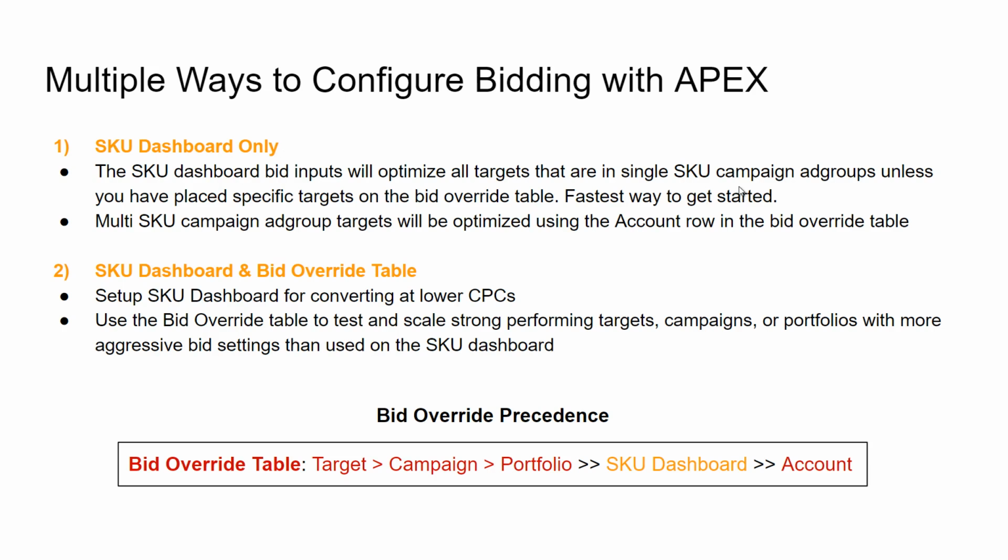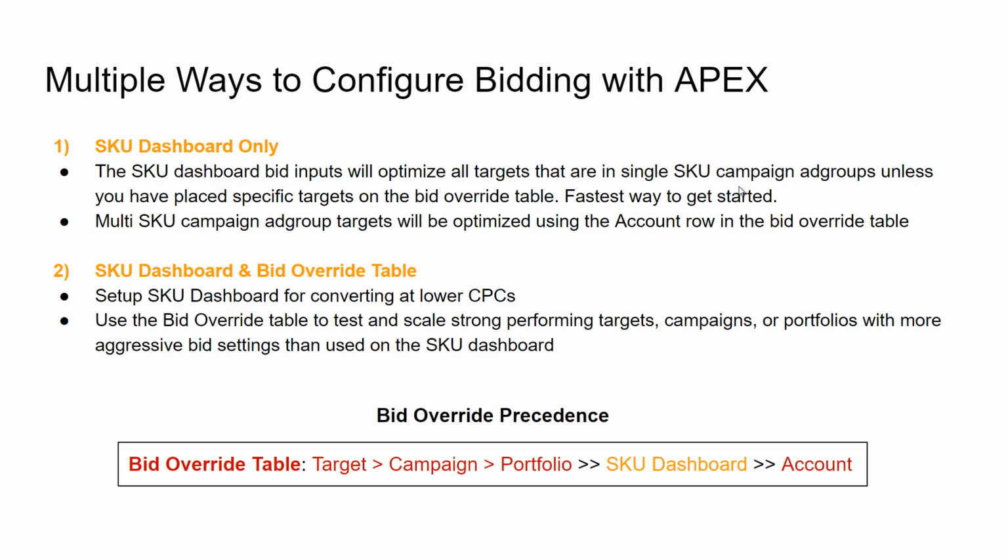Method 2 though is the recommended one, where you've got the SKU dashboard for your more conservative bids, where you're trying to get profitable CPCs, and we're going to have the bid inputs we're going to go into in the next slide, that there's kind of 2 ways to set up depending on your current conversion rates for those SKUs. But then the bid override table becomes kind of the more aggressive scale and testing platform that you can really start to use to take some good converting targets to the next level.